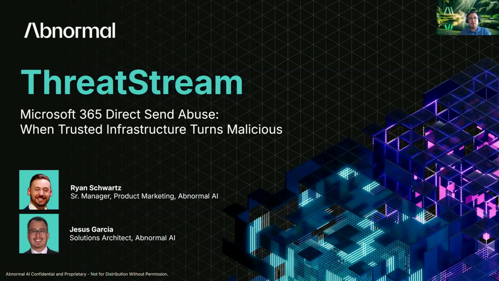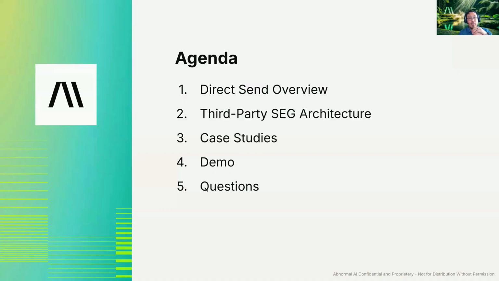All right. Now, today we are going to be talking about direct send abuse, but let's see what else we got on the agenda for today. Please remember to ask any questions throughout the webinar. We have Abnormal subject matter experts live with us today to answer any questions you may have. For this series, we are going to talk about direct send. And in order to better understand how the direct send feature functions, we're also going to give you a high level view at third-party secure email gateway architecture.